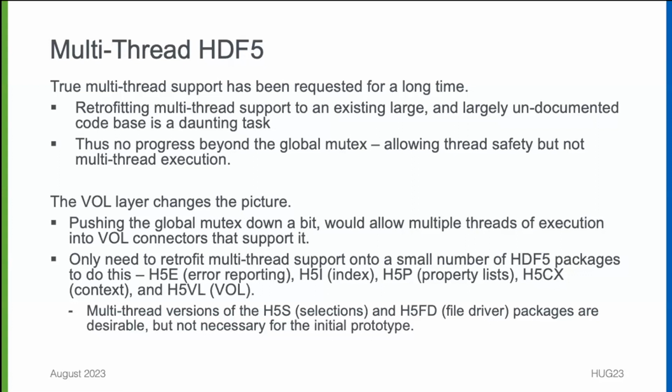However, the VOL layer changes things. If we were to push the mutex down a little bit below the VOL layer proper, that would allow us to let multiple threads into a VOL connector simultaneously, assuming the VOL connector is able to do that. Looking into it, there's a fairly small set of packages: indexing, error, property list, context, and the VOL layer proper, which are the minimum needed to provide that capability. There's some other ones we'd like, but they can wait for another day.